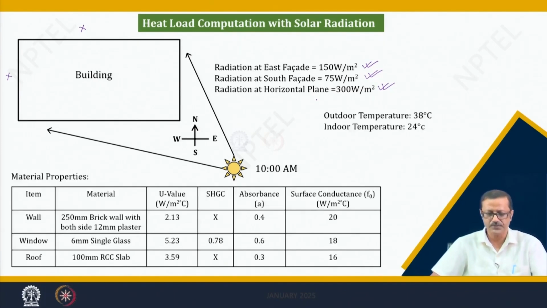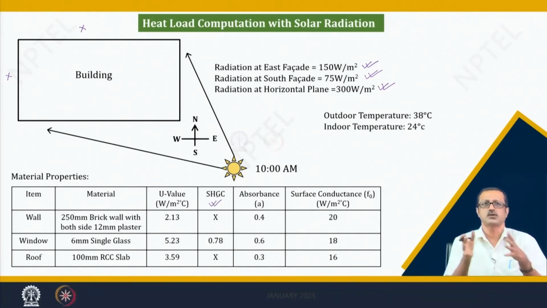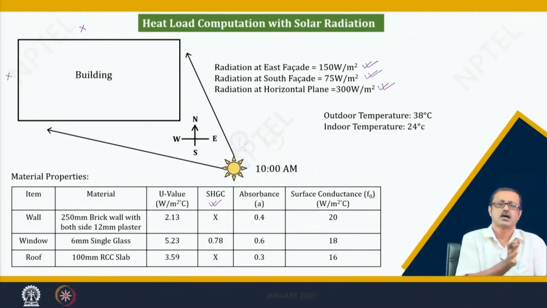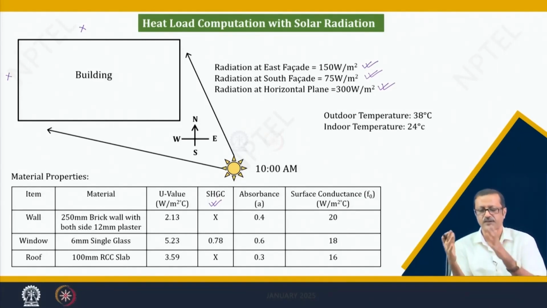So, I have to give some additional data to model this one. I have to give the SHGC, because due to this solar radiation some heat will be admitted through the window by radiation. There will also be some absorbance and surface conductance.